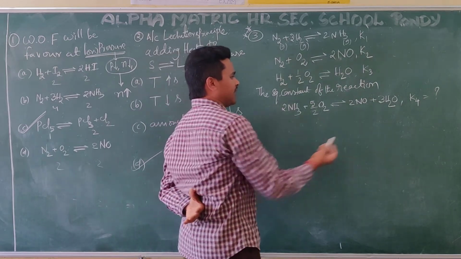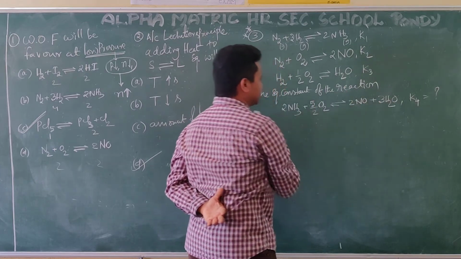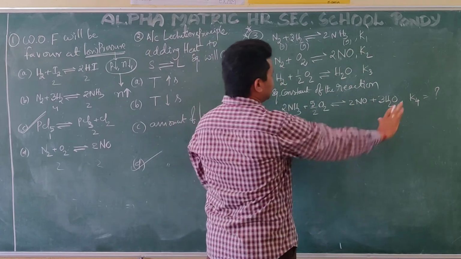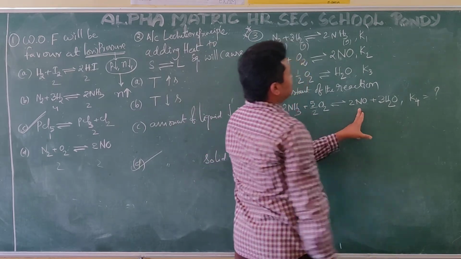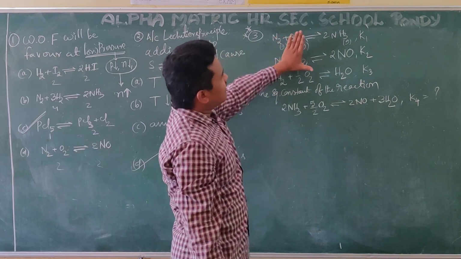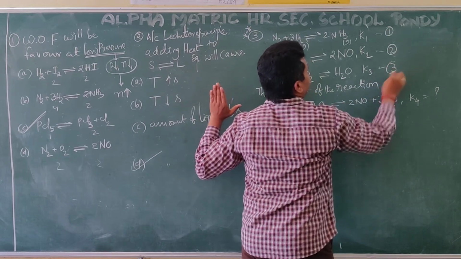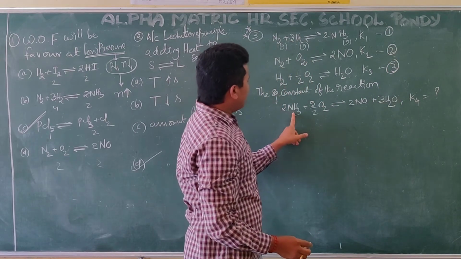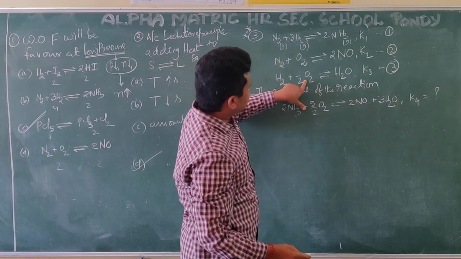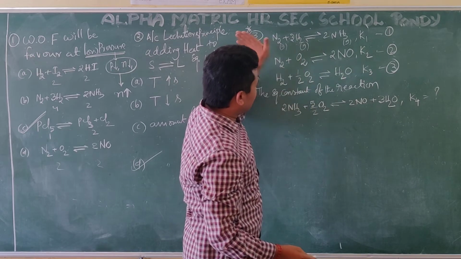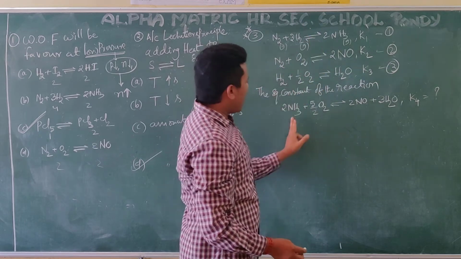Here K4 I need in terms of K1, K2, K3. What is the target equation? This is the target equation. I have to observe the left side and right side. On the left side, ammonia and oxygen are there. On the right side, NO and H2O are there. I have to adjust the given equations, 1, 2, 3. What do I need? Ammonia on the left side, oxygen on the left side. In the given equations, oxygen is on the left side in all of them, no problem.